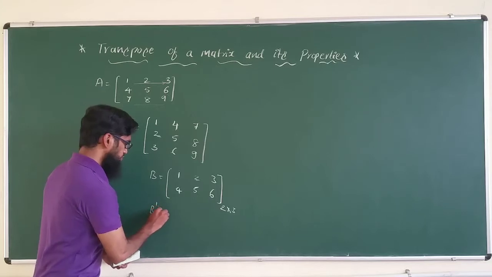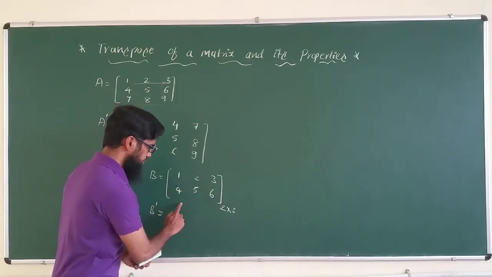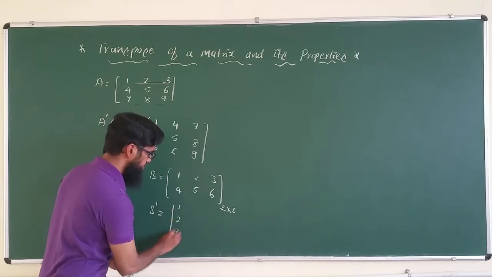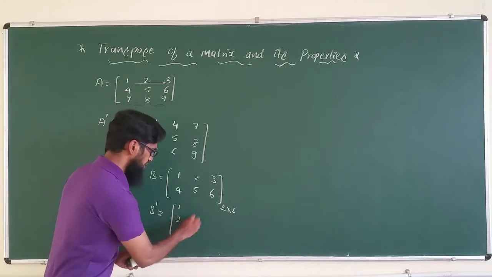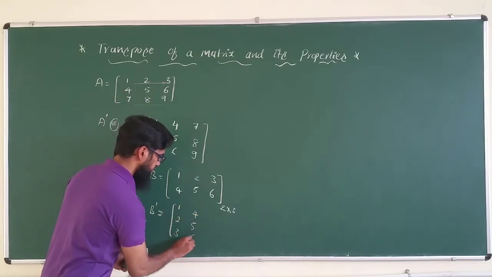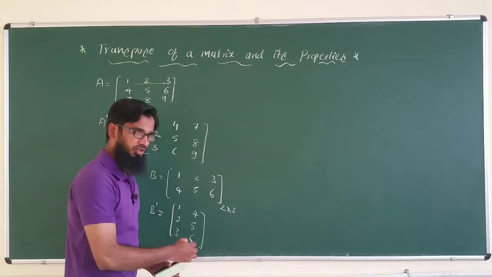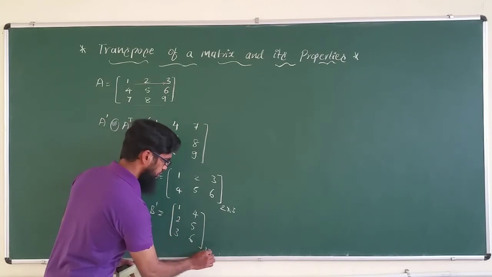Now the transpose of this matrix becomes, we have to interchange the rows to the columns. So this first row element, I am interchanging in a column way here. The second row becomes the second column, that is 4, 5, 6. Now I'll represent the order of the transpose matrix here: 3 rows and 2 columns.